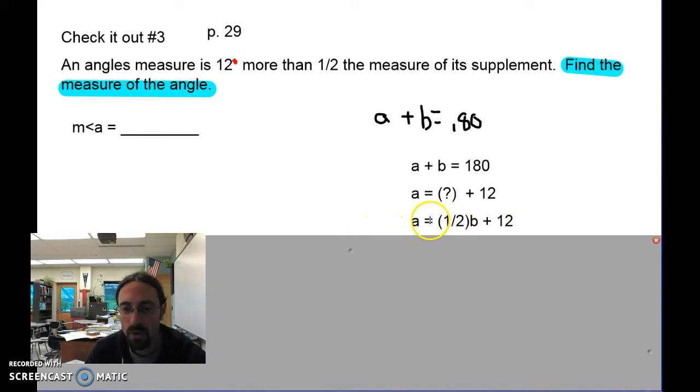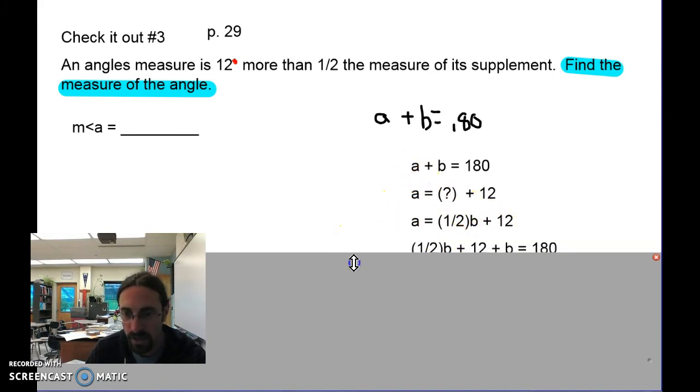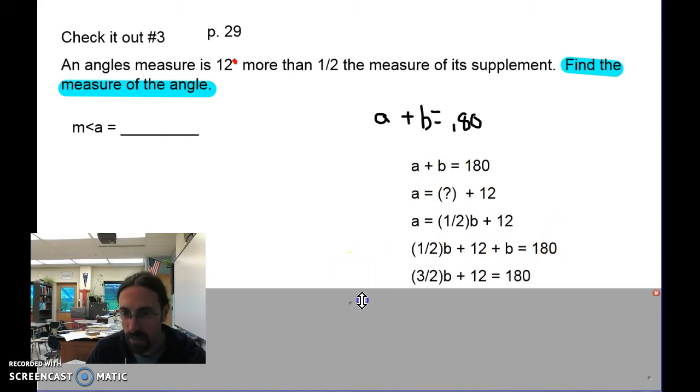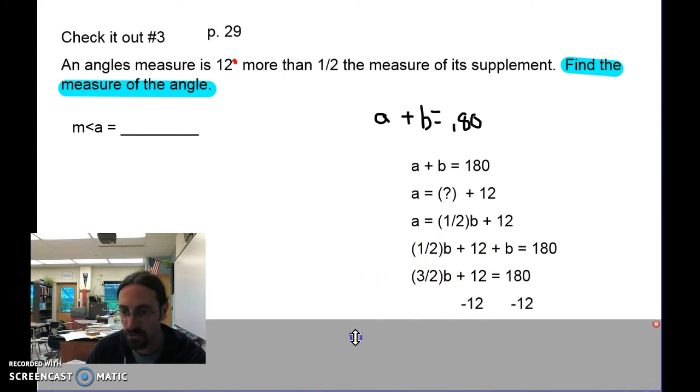Now that I know what the measure of angle A is in terms of B, I can substitute this whole string in for A. And that's what I'm doing in this step. So 1/2 B plus 12 plus B equals 180. Now we're back to algebra. Combine like terms. 1B plus 1/2 of B is 3/2 B, plus 12 equals 180. Let's subtract 12 from both sides.